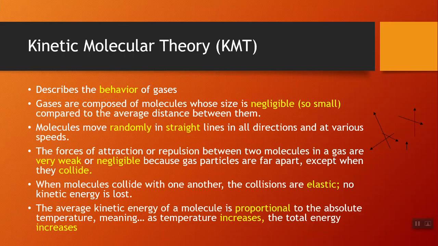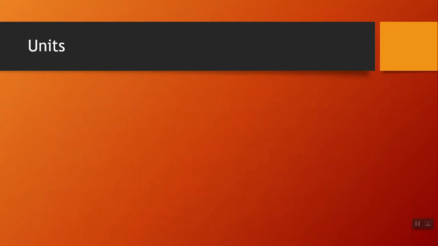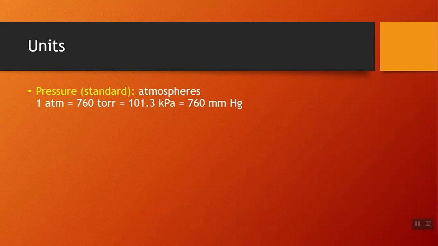And lastly, the average kinetic energy of a molecule is proportional to the absolute temperature. So this means that if we were to increase the overall temperature, then the overall energy will increase. If we were to decrease the temperature, then the overall energy of the gas will go down. Now, we're going to get into the math part in our next video. And so we're going to talk about 3 important units.